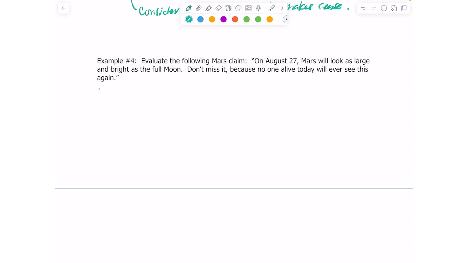First of all, what is the source? Okay, we don't have the source here. It was just a statement made, so it's not given. So that would make me be a little bit suspicious.